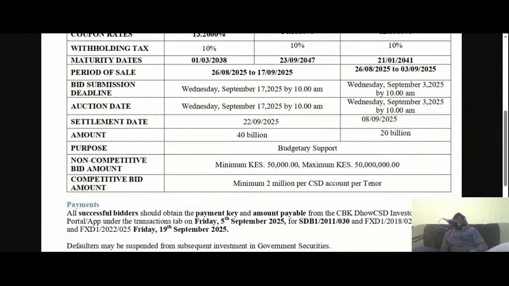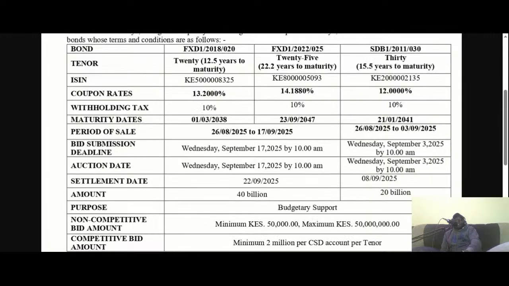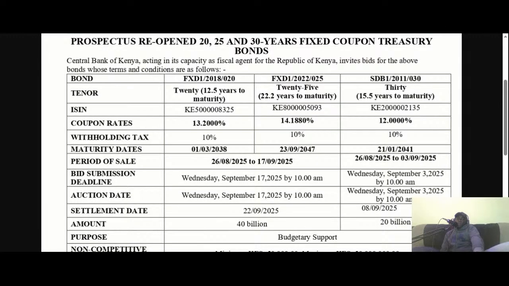So the minimum amount that you need to bid, if you are doing an uncompetitive bid, would be 50,000, and if you are doing a competitive bid, the minimum amount that you need is 2 million. So that is it. Non-competitive bidding is a kind of bidding where you tell the Central Bank of Kenya, I'm comfortable with any yield that you give me, because the yield that you get to decide, I'm okay with it.